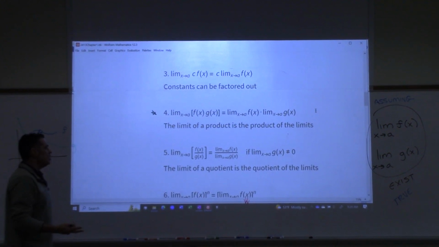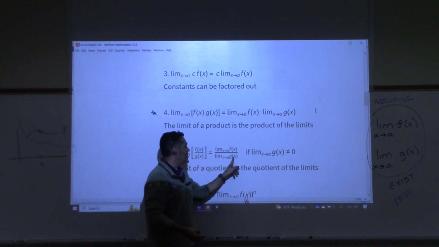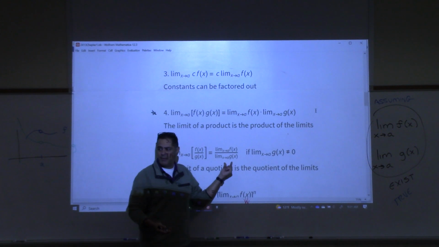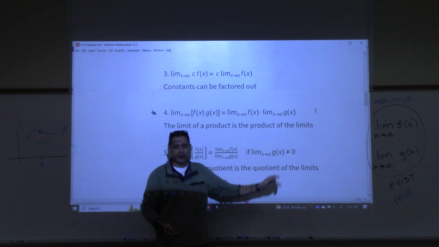Now there's one condition where this would be a problem, and that's if the limit on the bottom is ever 0, that's a problem, right? Because you'd have division by 0. So this law works so long as the bottom doesn't go to 0.